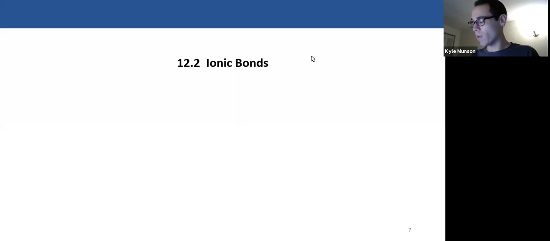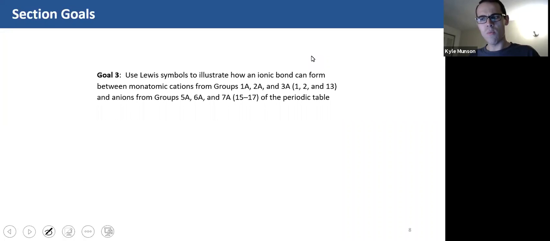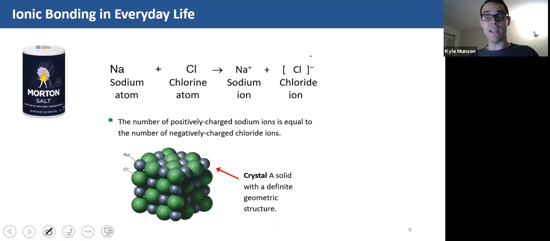Okay, so we're going to be talking about ionic bonding in this section, section 12.2. And we want to be able to use Lewis symbols to illustrate how an ionic bond can form between monatomic cations in these following groups. So ionic bonding in everyday life, well, you probably have it in your kitchen, it's just table salt.